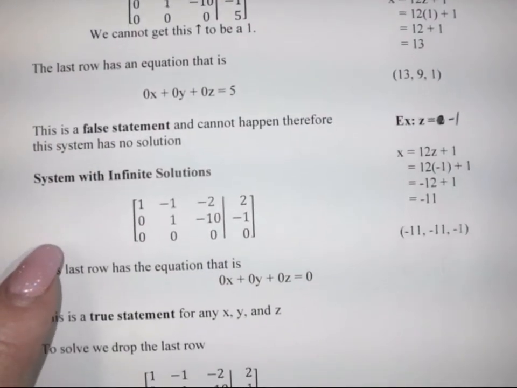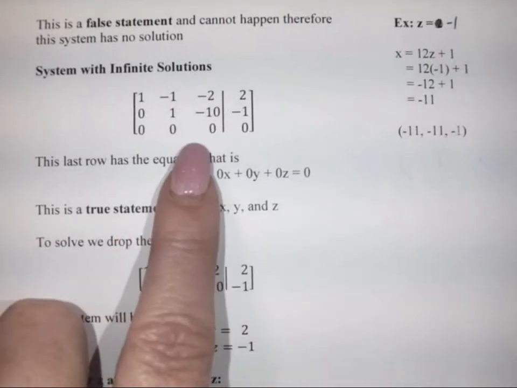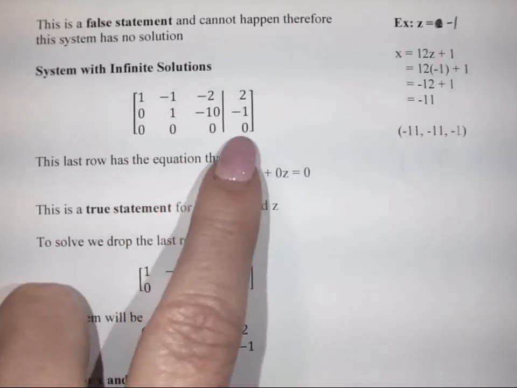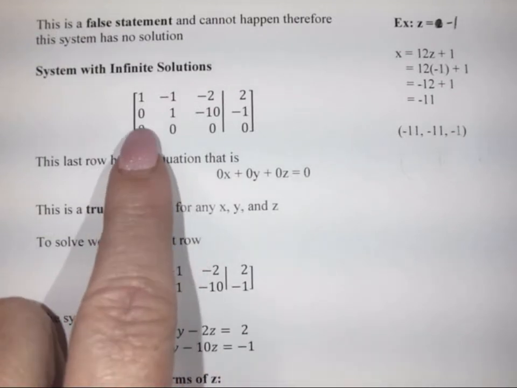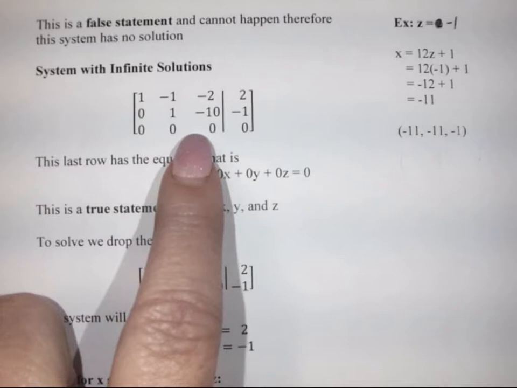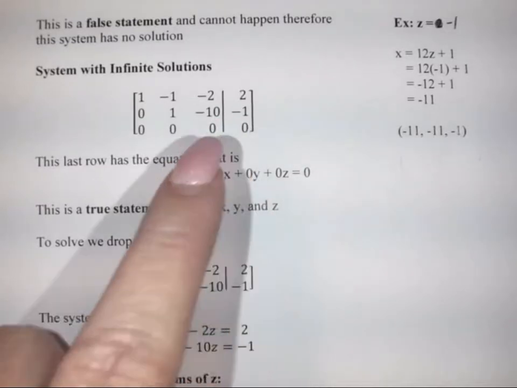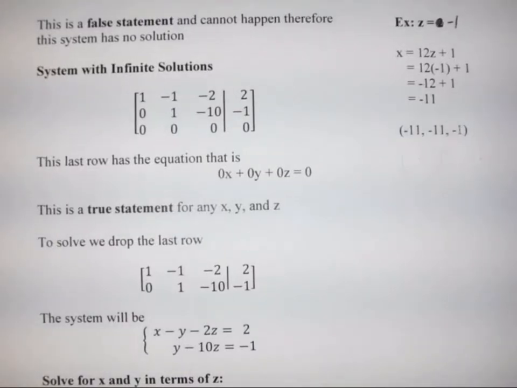Now, a system with infinite solutions, you would get something that looks like this, where you end up with all zeros at the bottom once you've done all your row operations. Well, this makes sense. If I have no x's, no y's, and no z's, that's going to be equal to 0. So 0 times all of them, that makes sense. It's a true statement, and that'll be true for any x, y, and z.